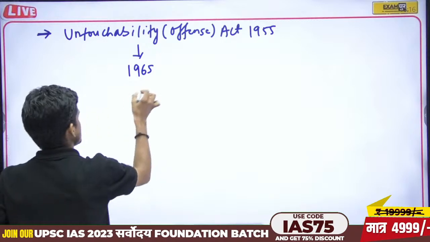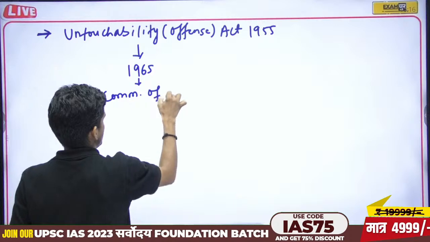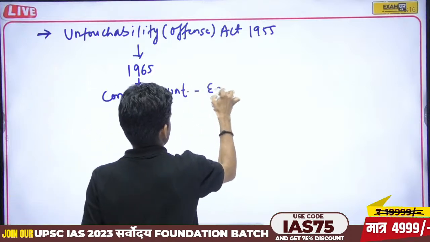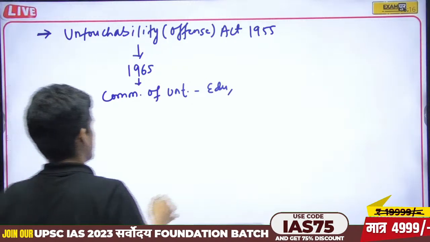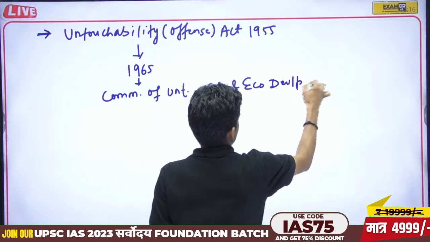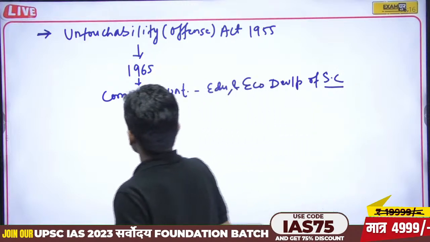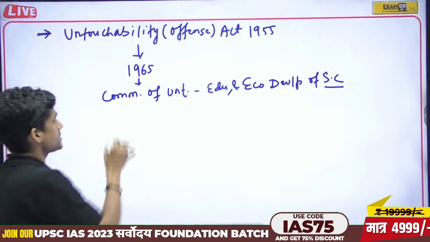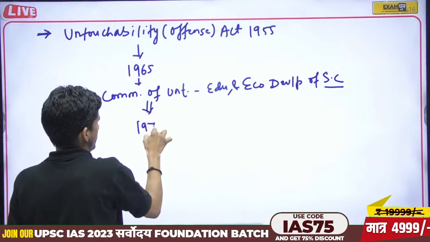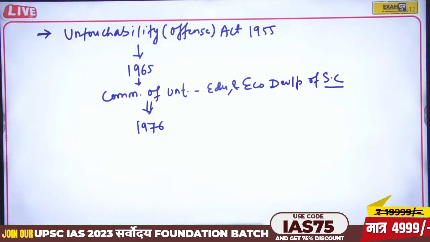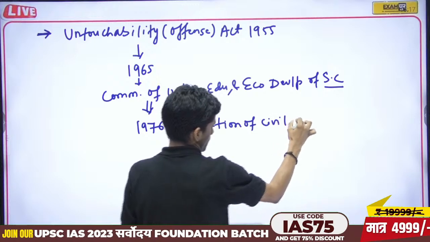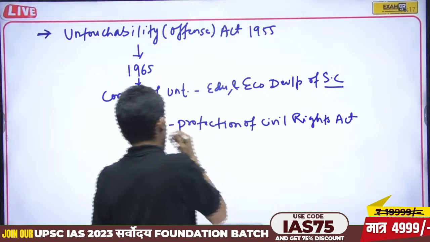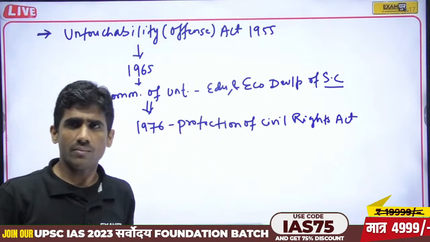Okay, the name is: in 1965, the Commission of Untouchability, Education and Economic Development of SC, only SC. With the recommendation of these commissions, this Untouchability Offense Act was renamed in 1976. In 1976, we renamed this Act of 1955 as the Protection of Civil Rights Act. So this act was renamed with some modification on the recommendation of these commissions.